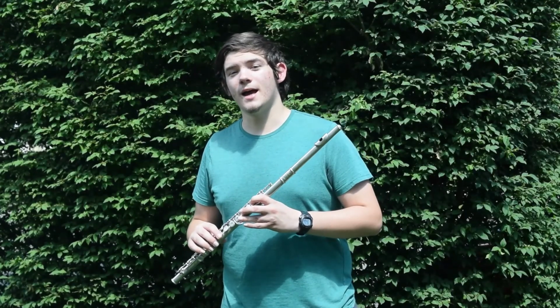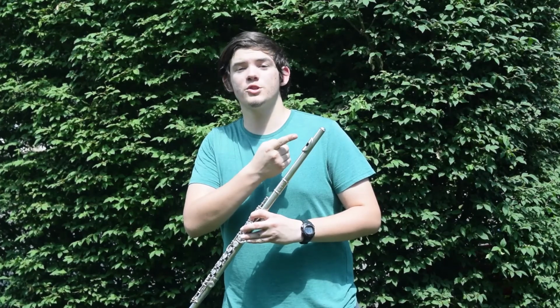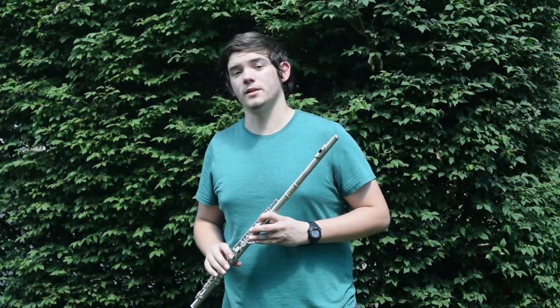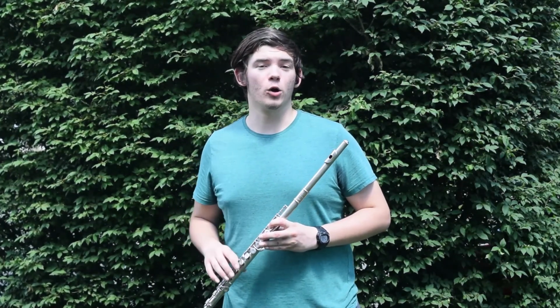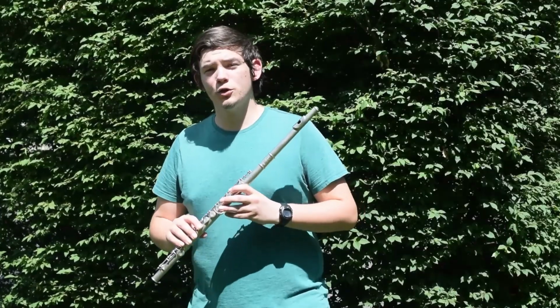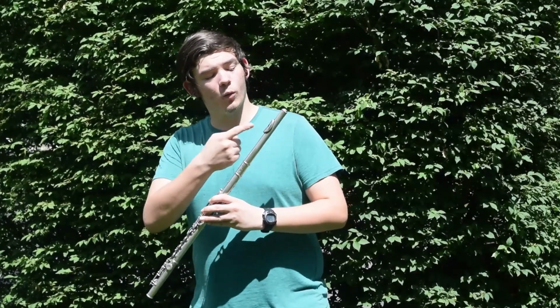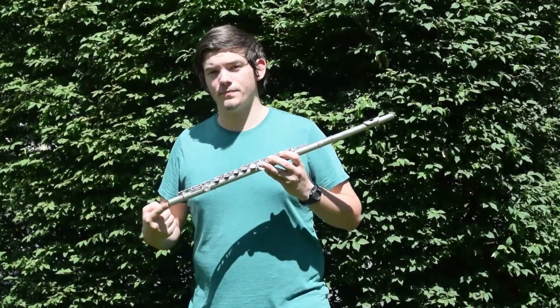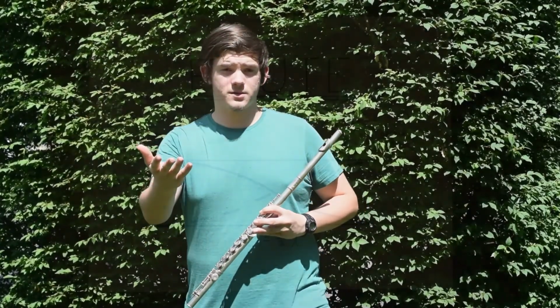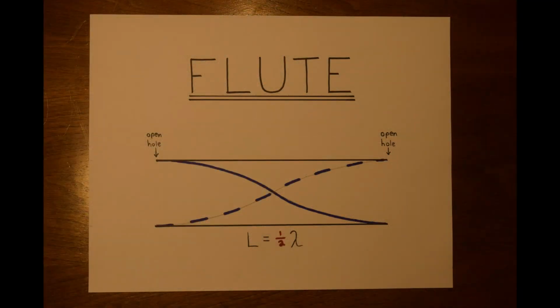The flute produces sounds when the player blows a stream of air across the open hole, where it splits and oscillates, creating sound just like blowing air over a bottle. The flute actually has two open holes, one at the head joint and one at the bottom. This means that the wave will look like this, half a wavelength.